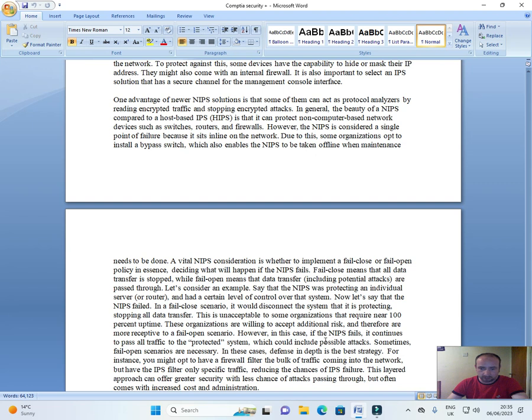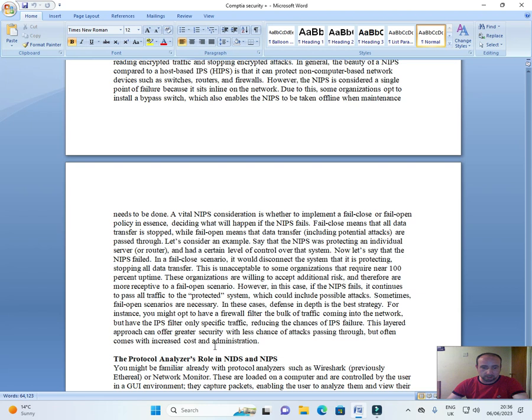However, in this case, if the NIPS fails, it continues to pass traffic to the protected system, which could include possible attacks. Sometimes fail open scenarios are necessary. In these cases, defense in depth is the best strategy. For instance, you might opt to have a firewall filter the bulk of traffic coming into the network, but have the IPS filter only specific traffic, reducing the chances of IPS failure. This layered approach can offer greater security with less chance of attacks passing through, but often comes with increased cost and administration.